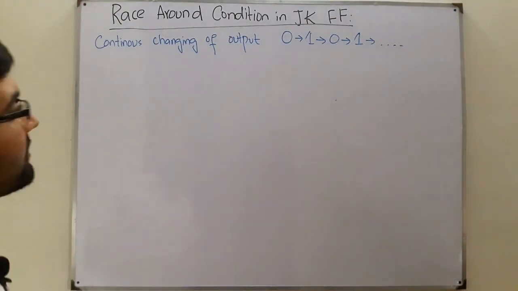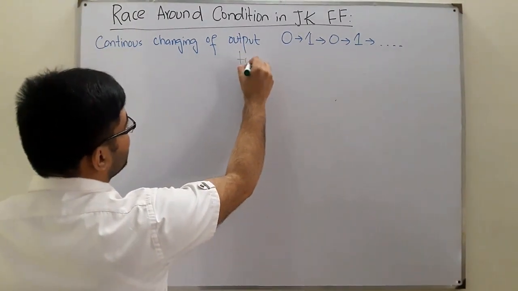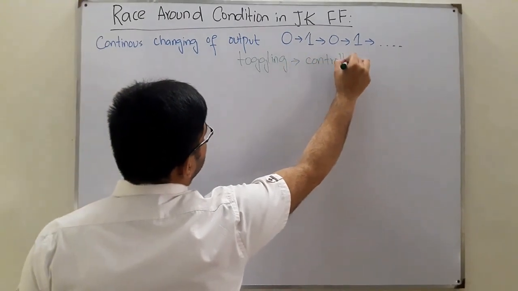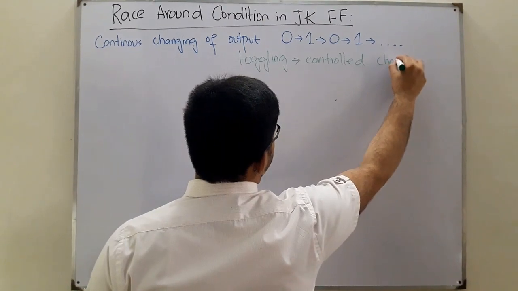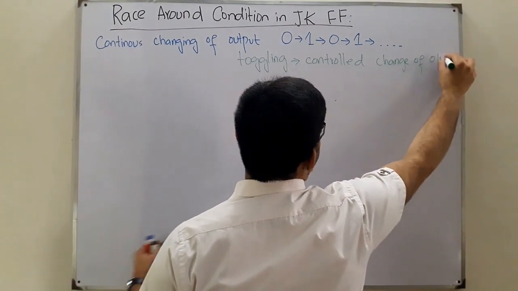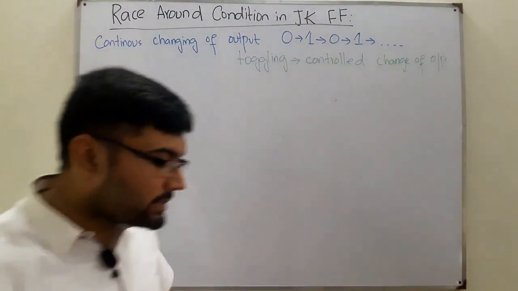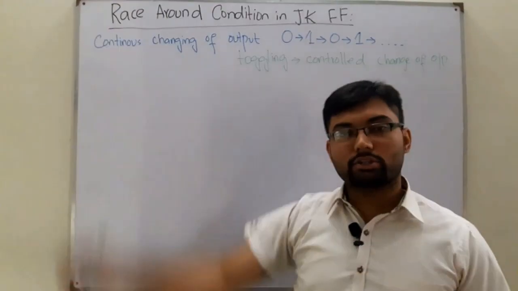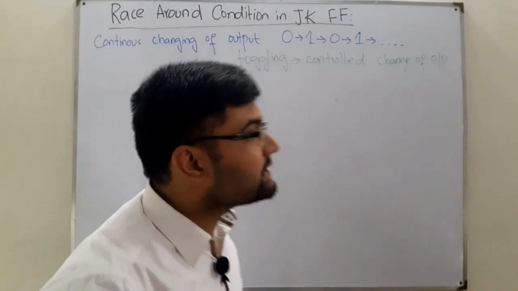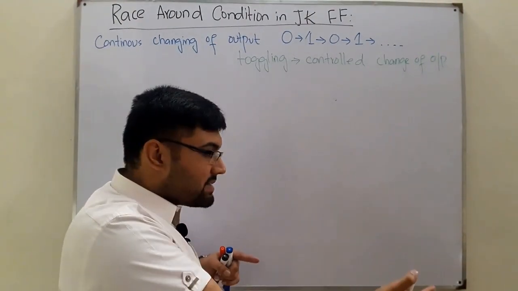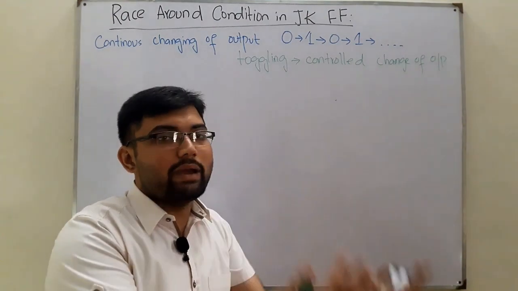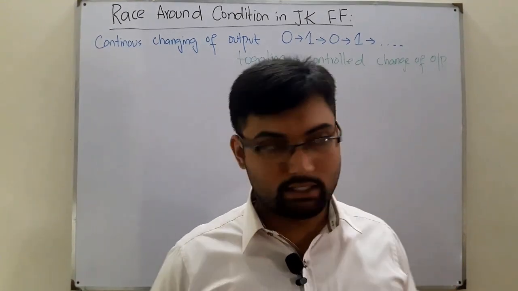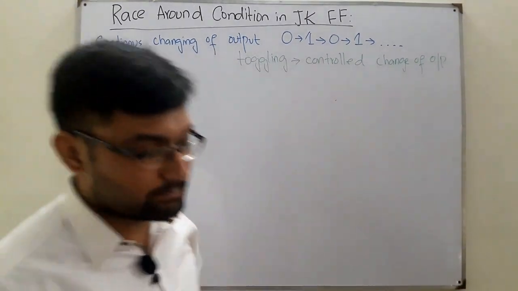Now we have another term related to it, that is called toggling. Toggling is the controlled change of output, which means that it will only change once. Like in the JK flip-flop in the last video, it was racing: 0, 1, 0, 1, 0, 1, 0, 1. Whereas toggling only changes: if the previous state is 0, the next state becomes 1. If it is complemented, the next state is the complement of the previous state. This means that it has been toggled. This is toggling, the controlled change.